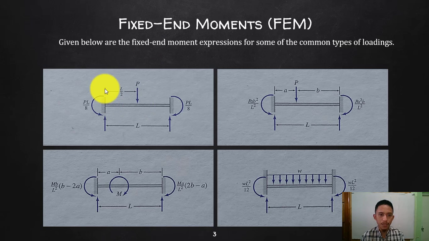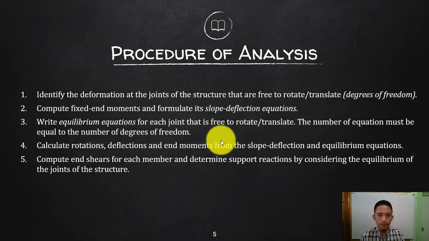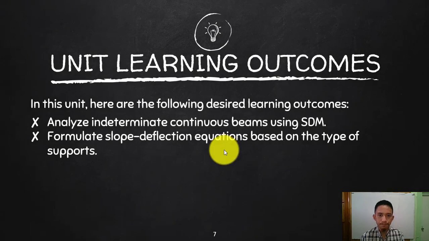Okay, so all you need to do is make your endpoints fixed. Then the fixed end moment there is just equal to PL over 8. On the left side it is counterclockwise, and on the right side it is clockwise. So let's assume that clockwise is positive for this case. So your right side is positive, your left side is negative. So PL over 8 is what we are going to use for your FEM.